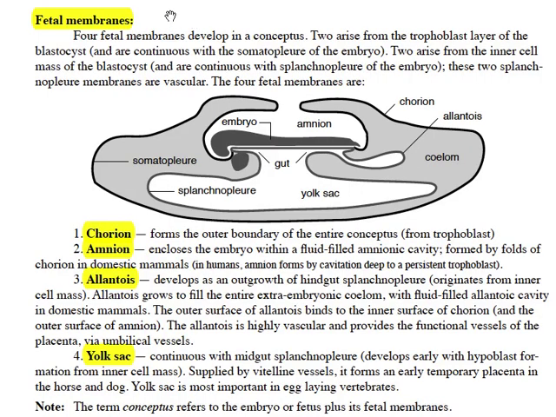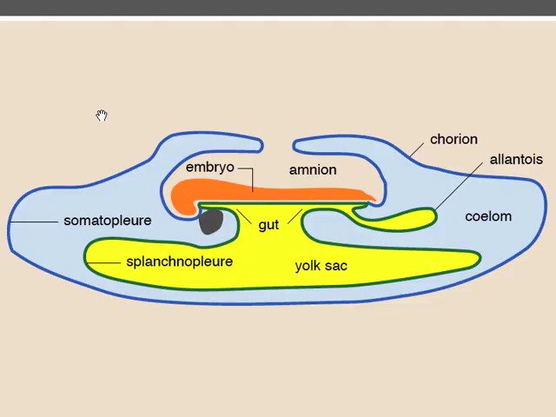Considering next fetal membranes, each conceptus develops 4 fetal membranes: chorion and amnion, and then the allantois and the yolk sac. This image shows the development of the 4 fetal membranes.